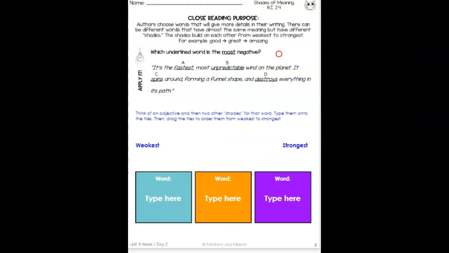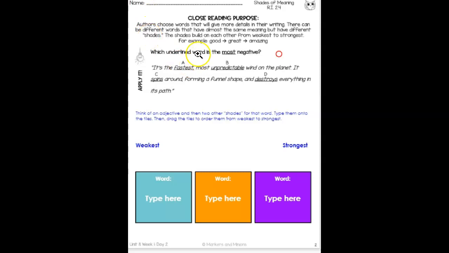Okay, so we're going to move on to the close reading purpose, or the white workbook that you have. You should have it in the folder, or you can find this online if you go to Google Classroom. It's not on Clever, it's on Google Classroom. And it will say Unit 8, Week 1, and we are on Day 2.